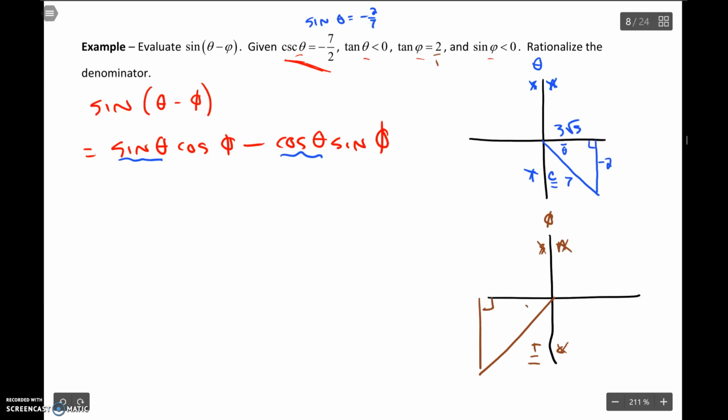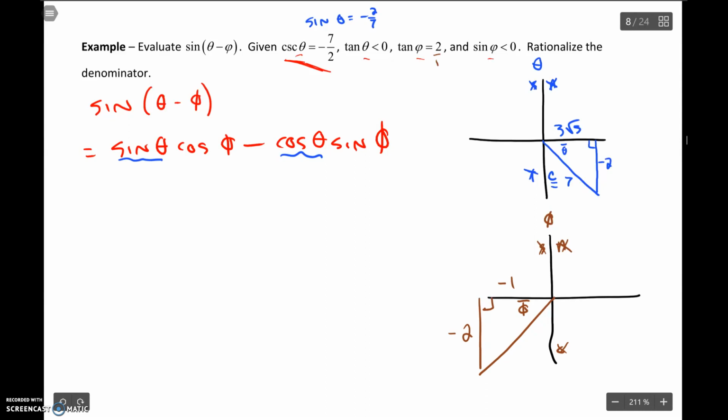Again, I don't know phi, but this is reference angle phi. Tangent is 2/1. SOHCAHTOA, that's opposite over adjacent, so that would be 2/1. Now, it's supposed to be positive, but these both need to be negative. Negative x, negative y, you divide them, you get a positive 2.